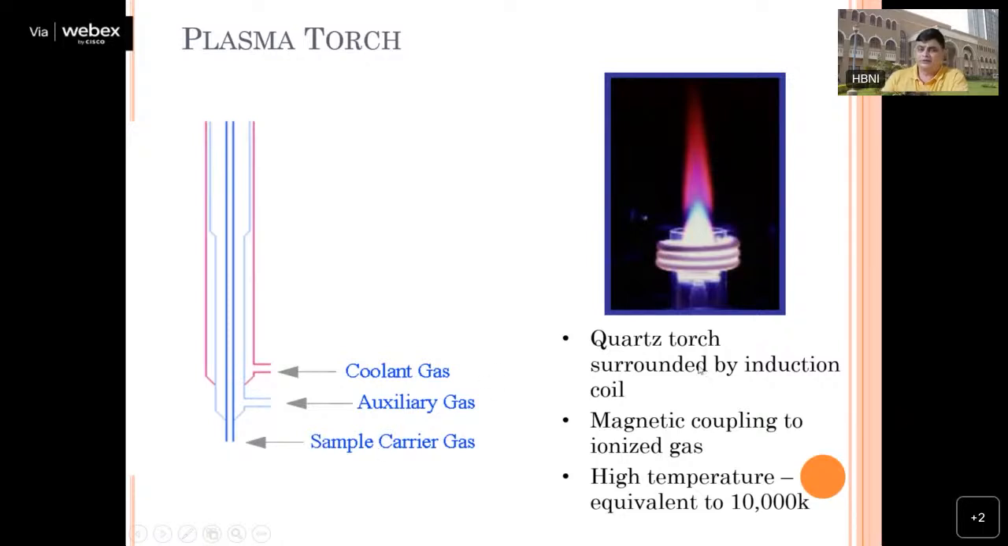Why we use argon, that also we will come to know. Nowadays we are replacing all this with one single gas. Of course, it becomes a little bit expensive, but for ease of operation it becomes easier, because now I am using simply argon as the gas for coolant, auxiliary, and sample carrier.